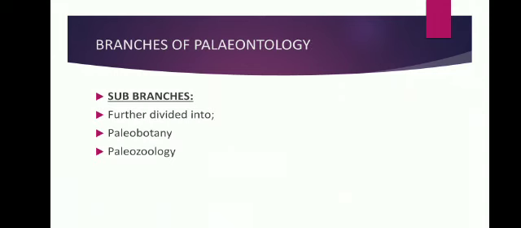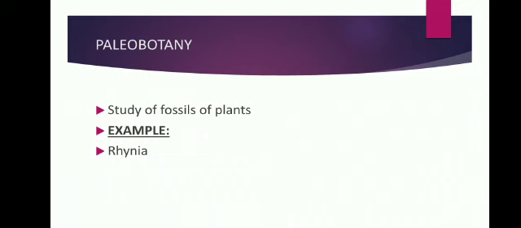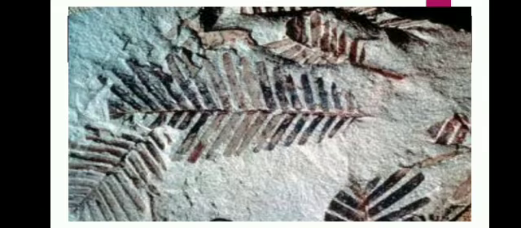Paleontology is divided into two sub-branches. First is paleobotany and the next one is paleozoology. The word paleo means fossils or dead remains and the word botany means plants. So the study of the fossils of plants is known as paleobotany. For example, the Rhynia plant. You can see Rhynia on your screen.